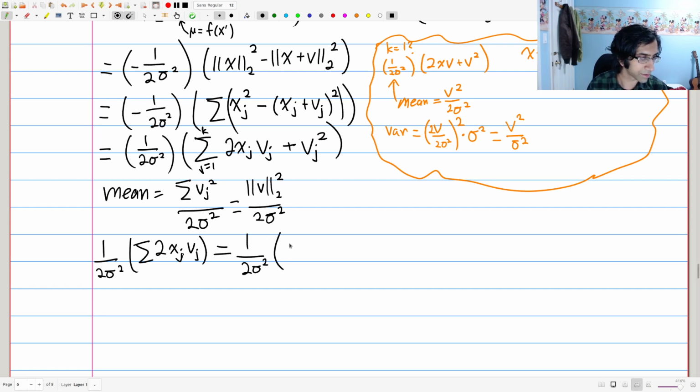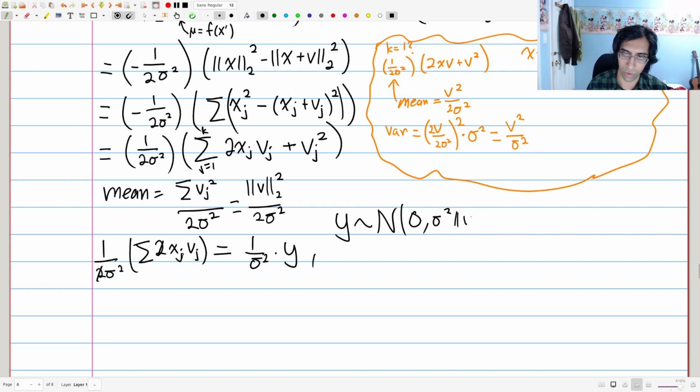A single Gaussian. Okay, let's cancel this a little bit. Let's cancel this out, this 2 here and this 2 here. And now what we have is 1 over sigma squared, and we're going to sum these up to create something like the following. So we have this times y, where y is distributed as N(0, sigma squared times the L2 norm of v squared).